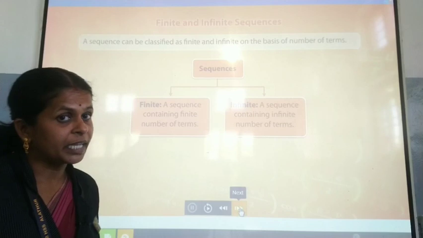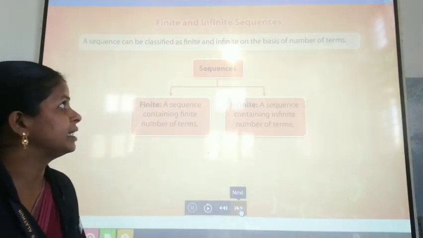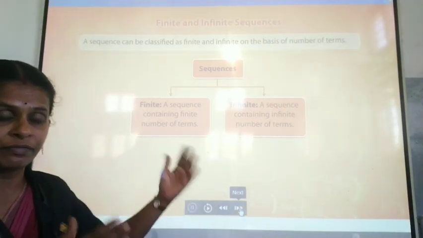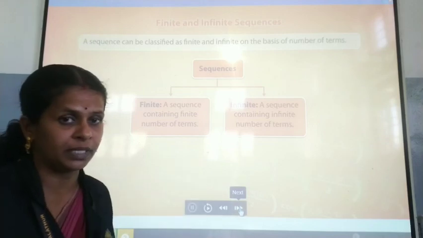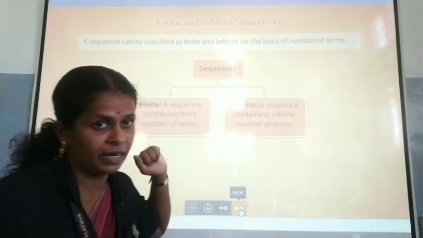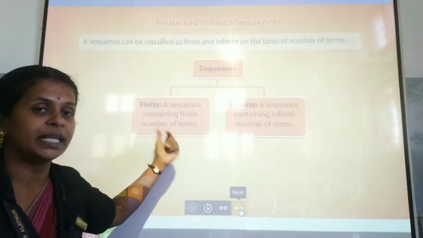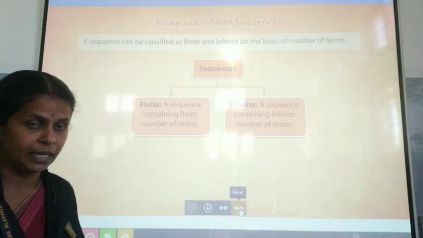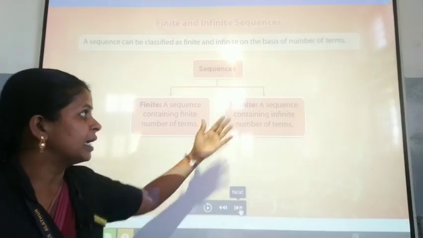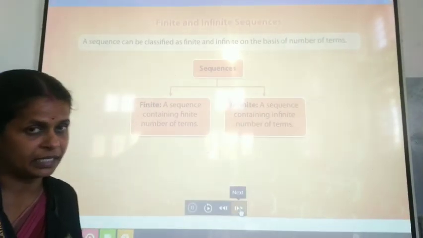A sequence can be classified as finite and infinite on the basis of the number of terms. A sequence is of two types: one is finite, another one is infinite. What is finite? A sequence containing a finite number of terms is called a finite sequence. A sequence containing an infinite number of terms is called an infinite sequence.